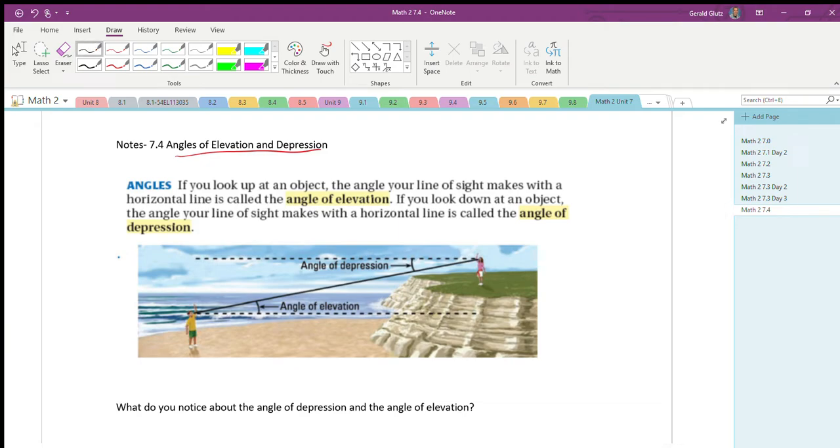So if I say angle of elevation, that means I'm standing below something and I'm looking up. So that's looking up. Angle of depression means I'm looking down. So these are all 90-degree angles here.